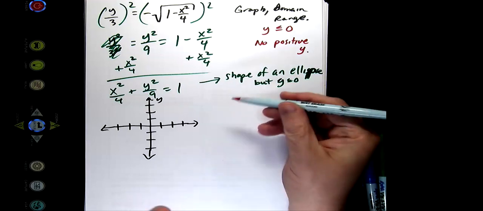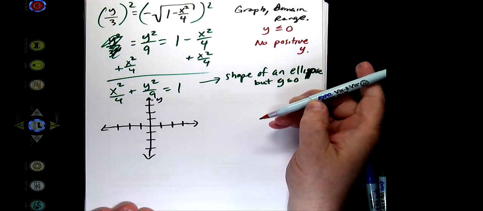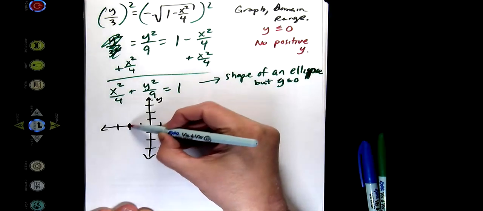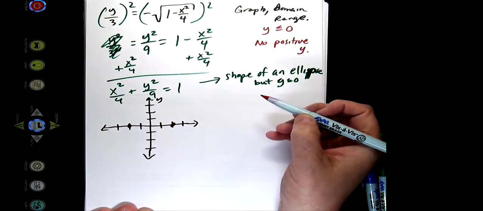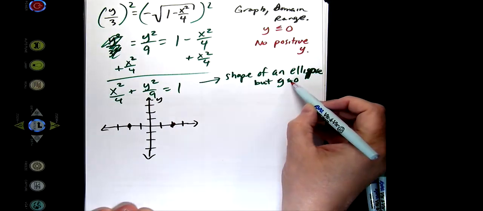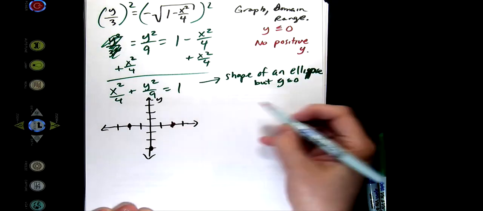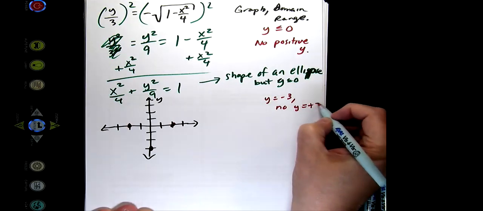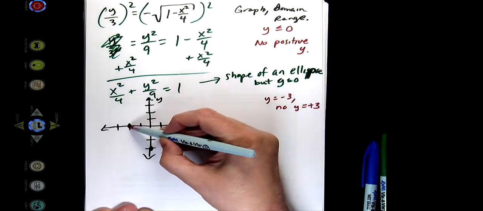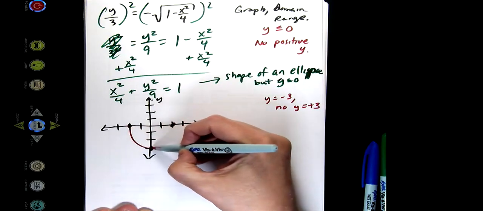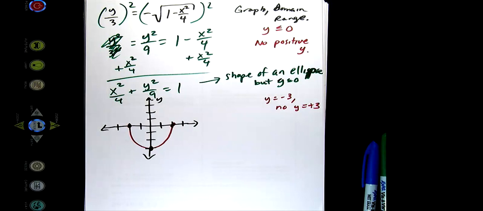What are my X values along it? How far do I go left or right? -2 and 2. What about Y? +3 is off the list. So just -3. Which means my ellipse is doing something like that. It's just half of an ellipse.